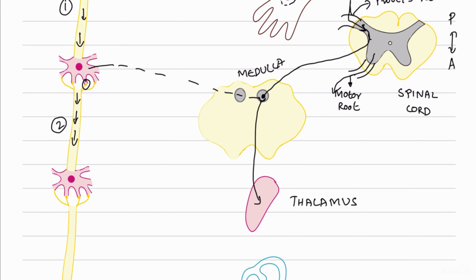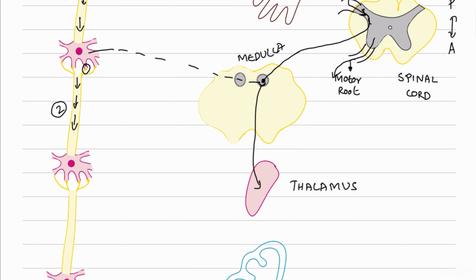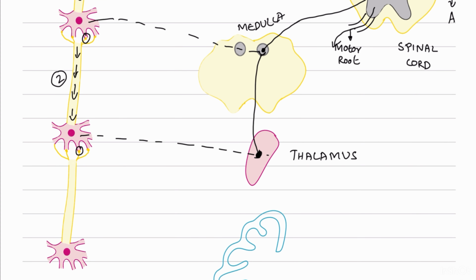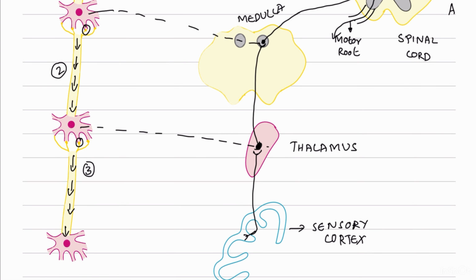Again, this is just an introduction. The second neuron ends at the thalamus, so the nucleus of this second neuron is present at the level of the thalamus. Here another synapse occurs, and the third neuron is activated. That neuron starts from the thalamus, ascends again, and ends at the cortex, to be more precise, the sensory cortex. This is roughly a brief description of the dorsal column pathway.